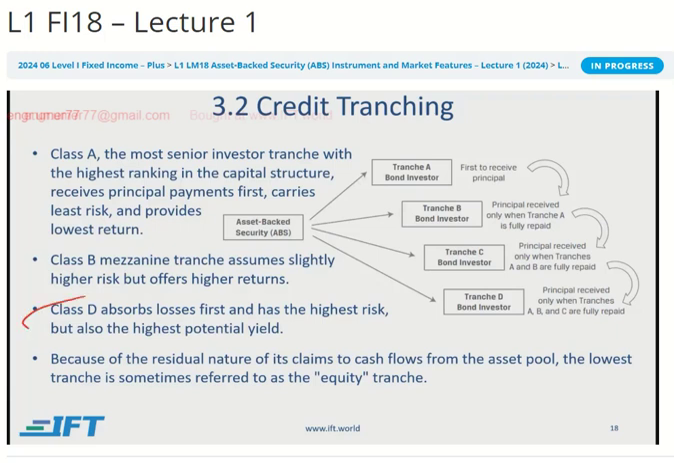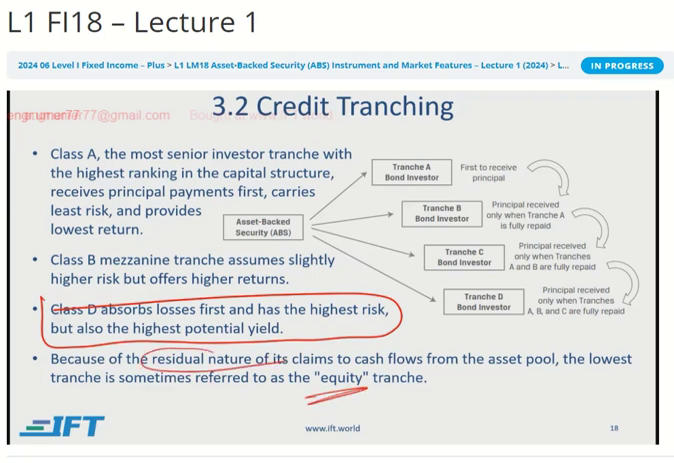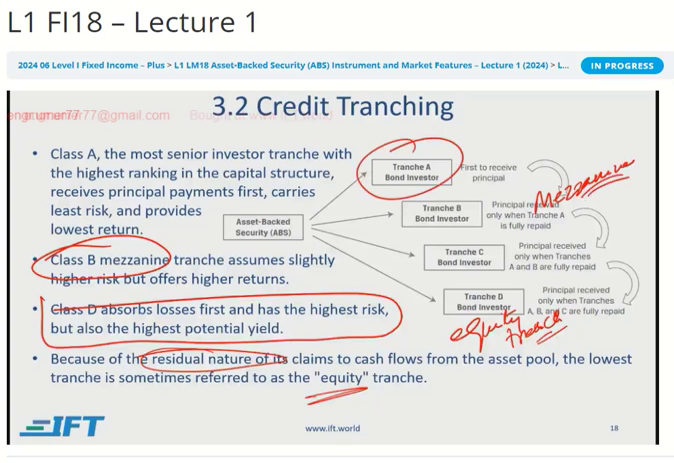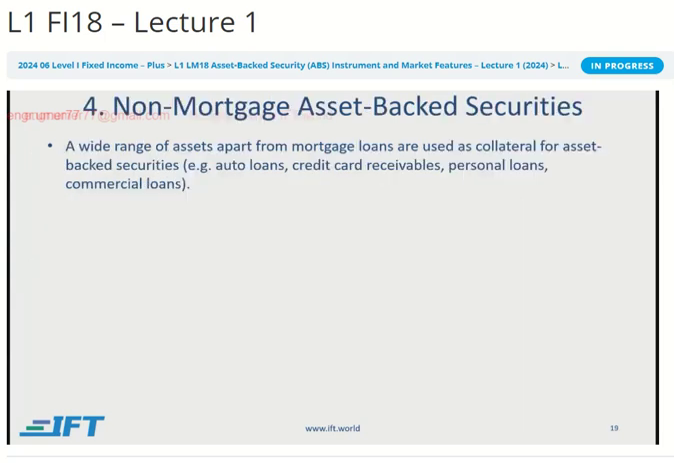And your class D is called the equity tranche because of its residual nature, right? This is your equity tranche. And which one is your mezzanine? Class B is your mezzanine. Like you have a mezzanine floor between first and ground, right? In some countries you have that. And then of course you have your senior most tranche.